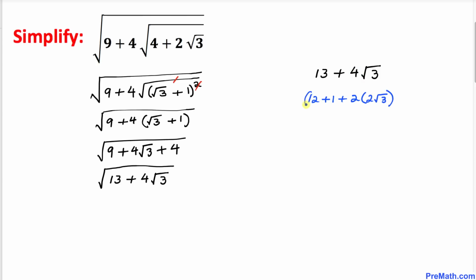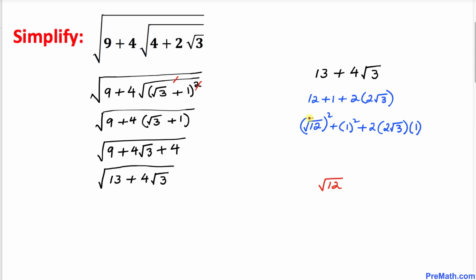Now we can write this 12 as square root of 12, squared. And likewise this 1 I can write as plus 1 squared, and then this I could write as 2 times square root of 3, and then times 1.